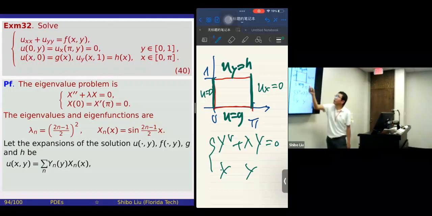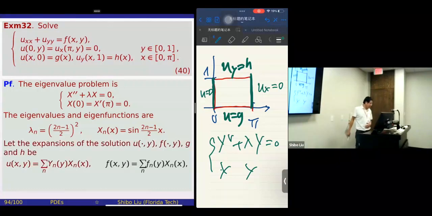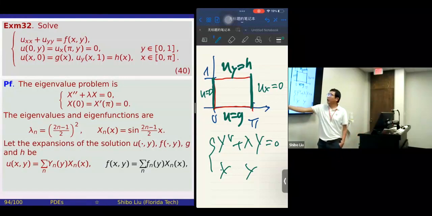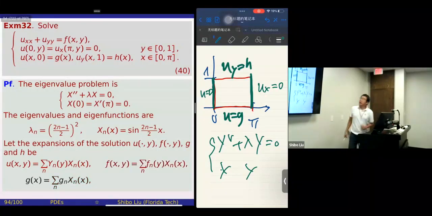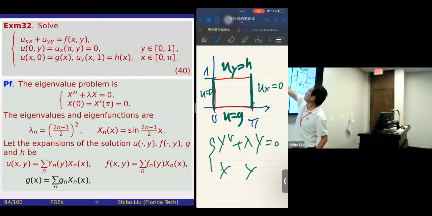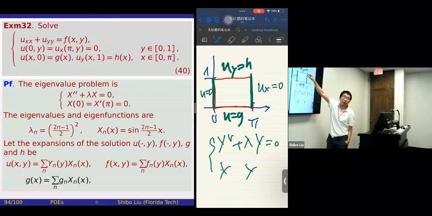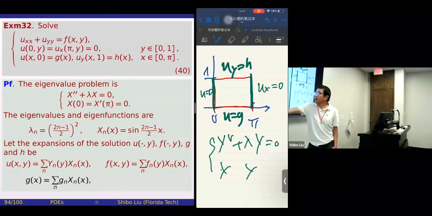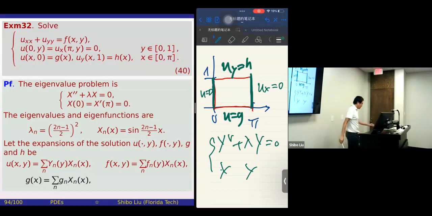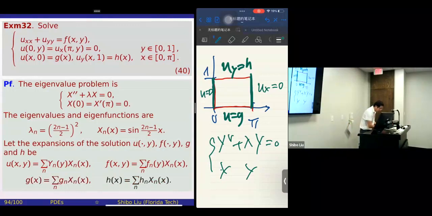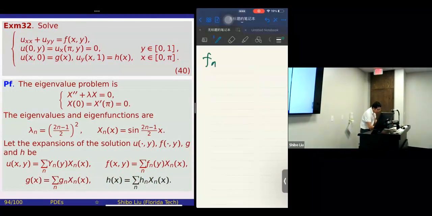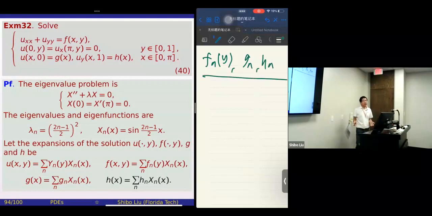The same is true for f. f(x,y) is also a series of X_n(x), and the coefficients depend on y. Also, your g and h, the boundary conditions on the bottom and on the top, are also expanded in terms of a series of X_n. Here f_n(y), g_n and h_n can be computed by integration. We have a formula to compute this.